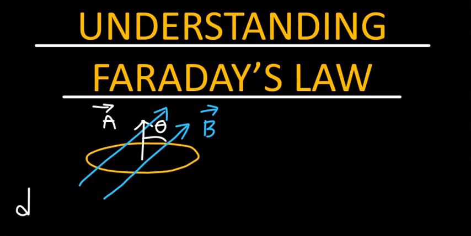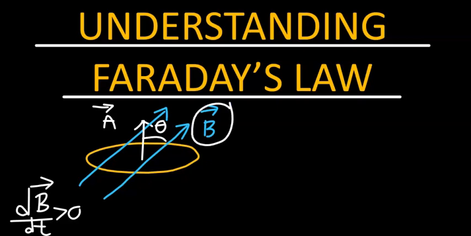Let's assume the magnetic field is increasing with respect to time. So the magnitude of the magnetic field that's penetrating this loop is increasing with respect to time. Faraday's law states in such a case there will be an EMF in that loop in this direction. So that is the direction of EMF. When we say direction of EMF, there is an induced current in that direction. Let's denote it by I.